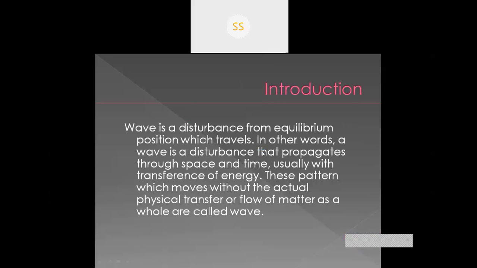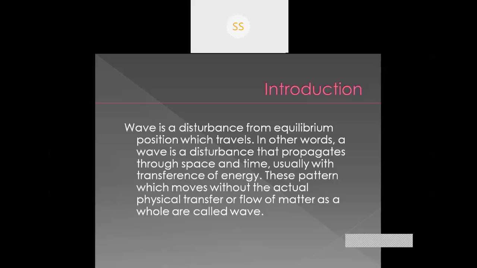Wave is a disturbance from equilibrium position which travels. So equilibrium position means steady position. All the particles of the medium are at rest, in their steady positions. When there is no disturbance applied to the medium, that is equilibrium position. When a disturbance is applied to an equilibrium position, that is called wave.